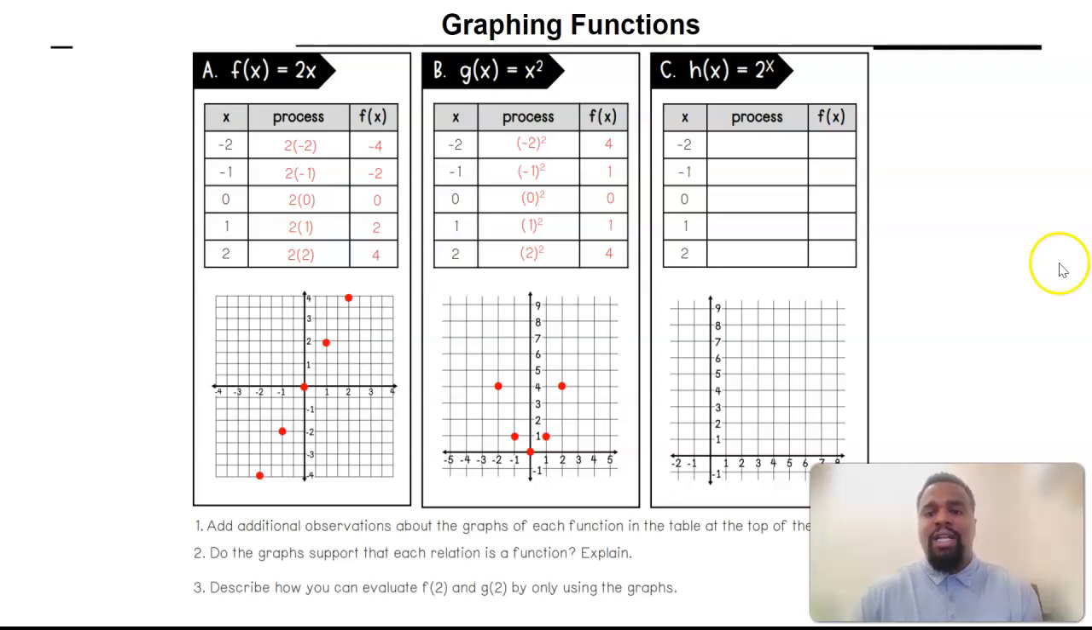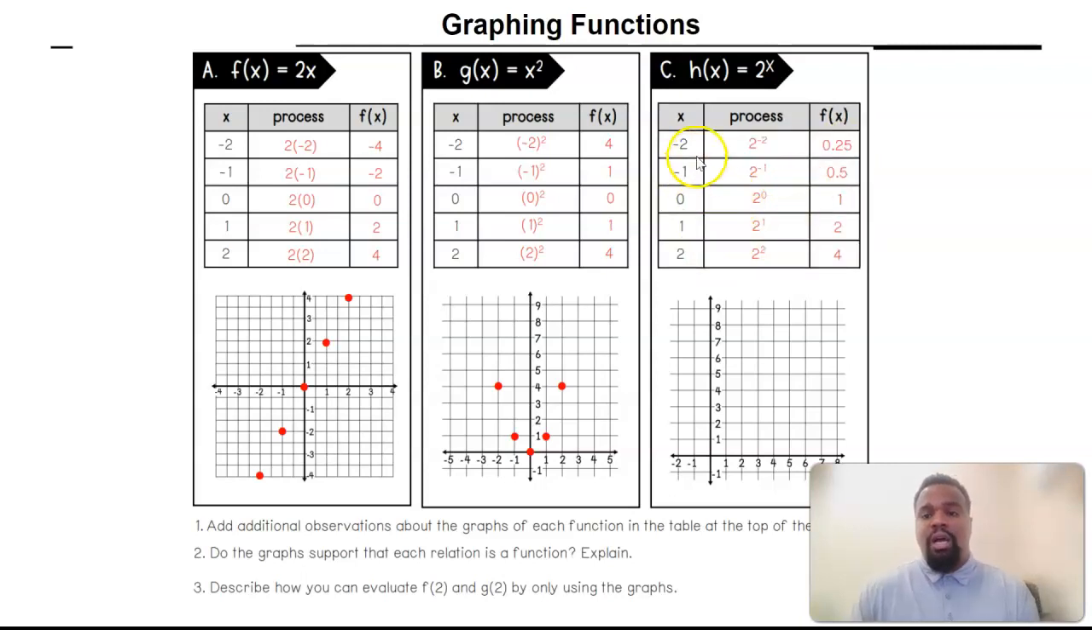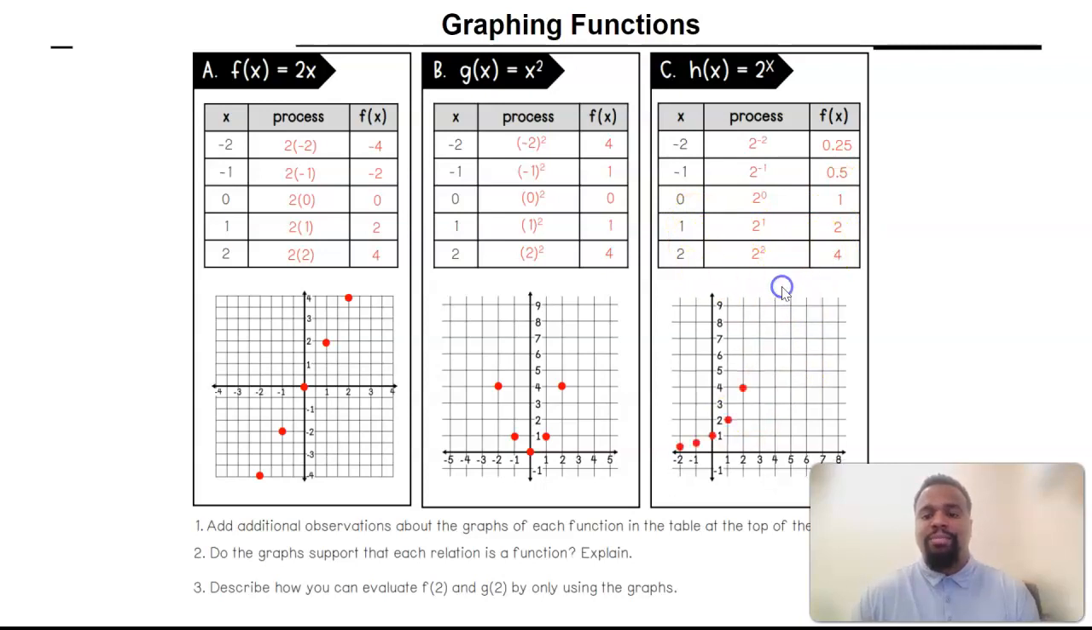And then for c, I've got 2 to the x power. All right, substitute -2 for x, -1 for x, 0 for x, 1 for x, 2 for x, and that gives me my output. So these are my ordered pairs: -2 and 0.25, -1 and 0.5, 0 and 1, 1 and 2, 2 and 4. And if I was to plot these points and graph it, this is what I have.